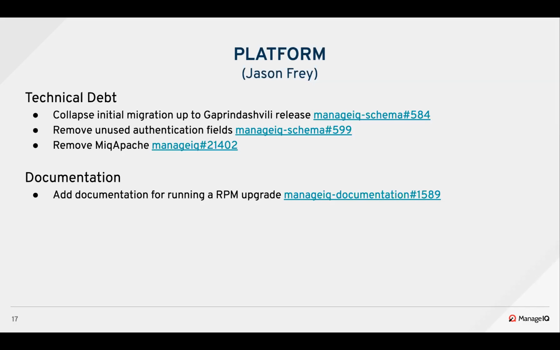And finally, on the documentation side, Brandon added some documentation for doing an RPM upgrade. This was a long requested thing from the community, so now it's out there. This will explain how to upgrade major versions by just changing the RPM information on the appliance.